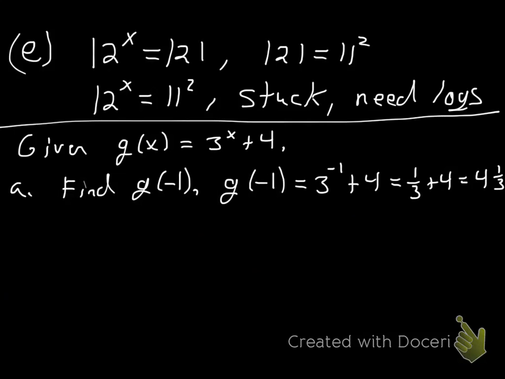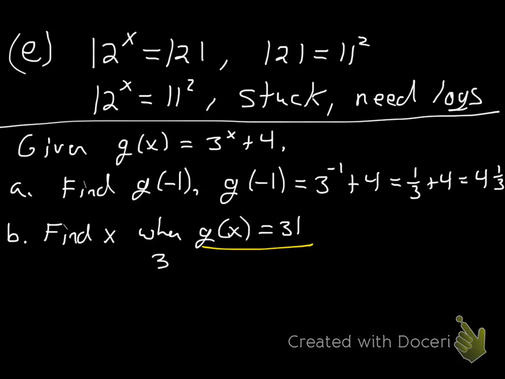The second, more tricky one, and you got to pay close attention to the instructions. They're going to say find x. We don't know what x is. So find x when g of x is equal to 31. So they're going to tell me what the y is this time. They say y is 31. They want us to find what the x is. Okay, so y is 31, and that's going to equal 3 to the x plus 4, and we want to solve for the x.